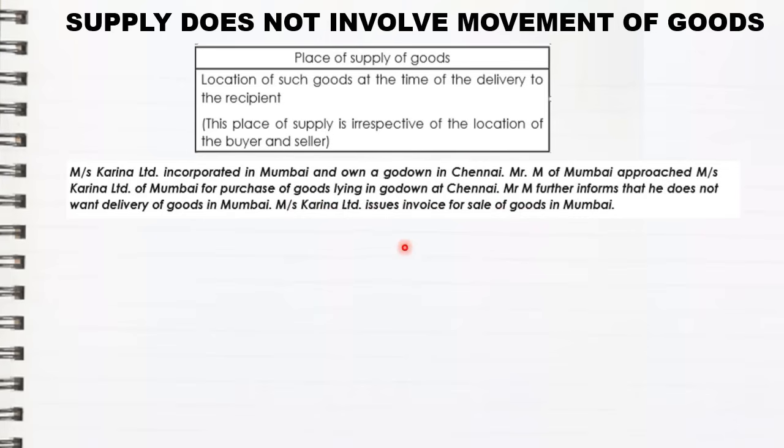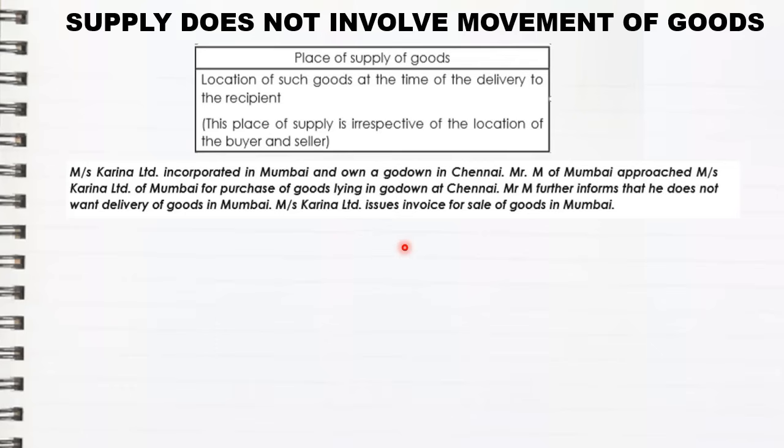Now here let us understand this example. Karina Limited is incorporated in Mumbai, but it has a godown in Chennai. Mr. M approaches Measures Karina of Mumbai for purchase of goods lying in the godown at Chennai. So Mr. M is a purchaser. He approached Karina Limited and said that he wants the goods which are lying in Chennai itself. Mr. M further informed that he does not want the delivery in Mumbai. So here the goods are not moved from Chennai to Mumbai. The goods are there itself where they were kept.